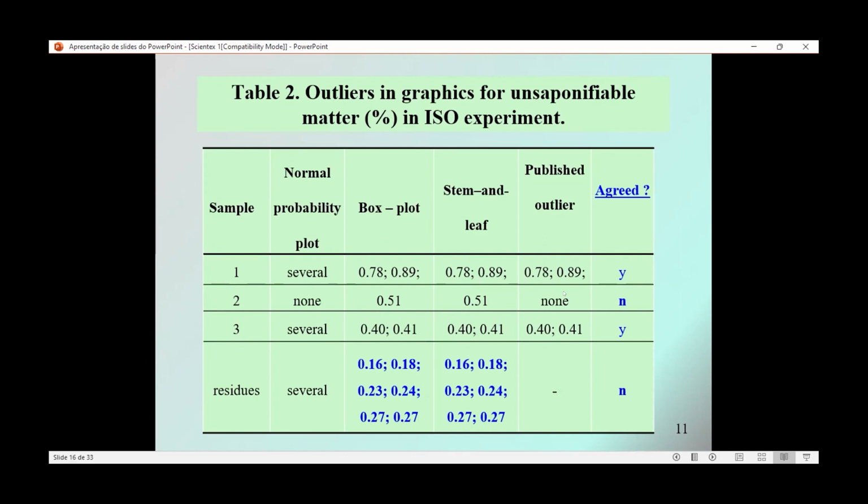The published outliers were 0.78 and 0.89 in the first sample, none in sample 2, 0.41 in sample 3. But in residuals, we had several outliers in both these plots. So we had no agreement with the results of the ISO experiment.